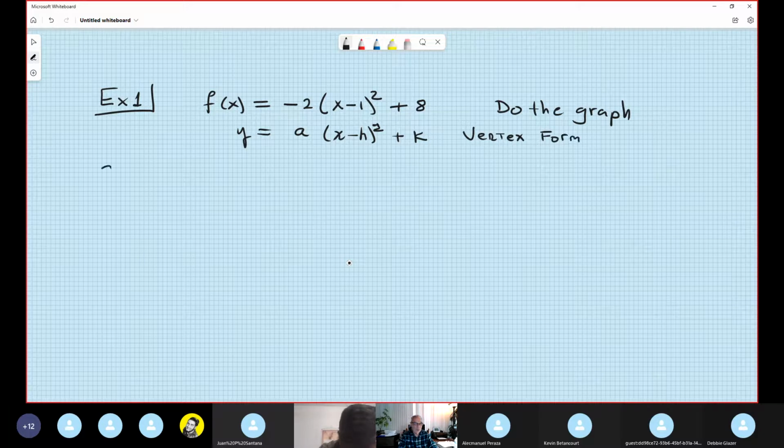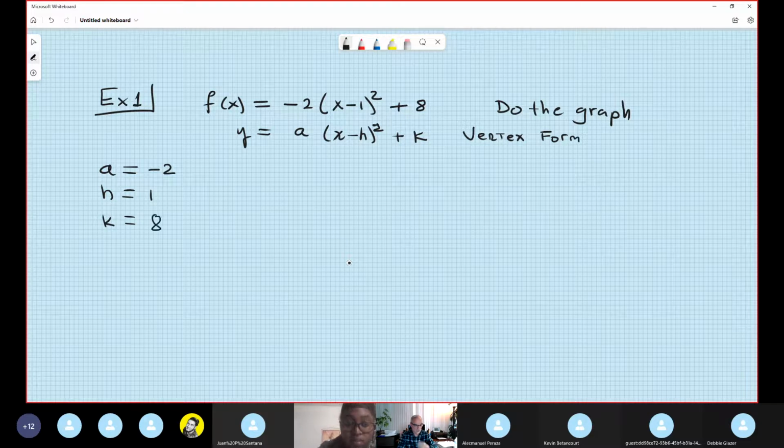Who is A, who is H, and who is K? Be careful with the sign. Who is A? A is -2. Very well. Who is H? -1. No, +1. Look, Yasmin, when you see the sign, it is the opposite, because H is 1, right? Makes sense or not? It's tricky, I know. And K is 8. Absolutely.